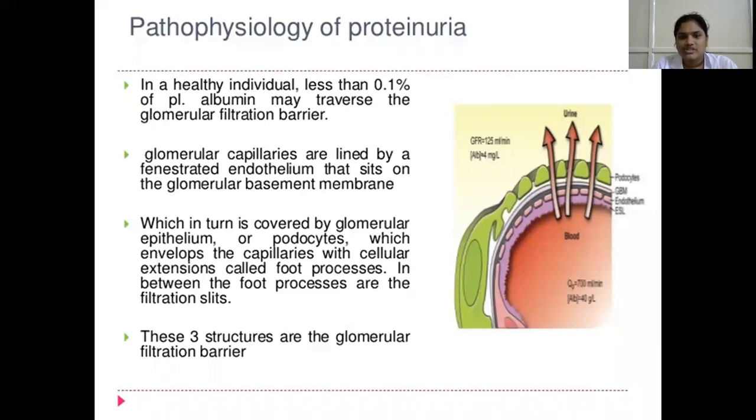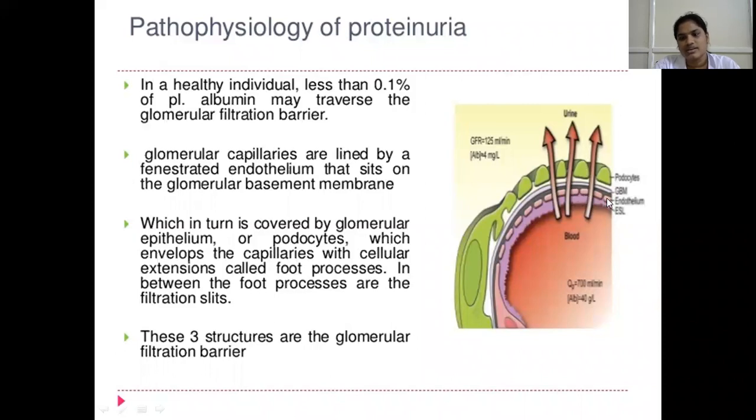So what are the filtration barriers? Three structures. This is the glomerular epithelium or the podocytes, which envelope the capillaries with cellular extensions, that is the foot processes. In between the foot processes, there are the filtration slits. Glomerular capillaries are lined by the endothelium that sits on the basement membrane. So the capillary here, these are the podocytes, this is the basement membrane, and the endothelium. This is the filtration.